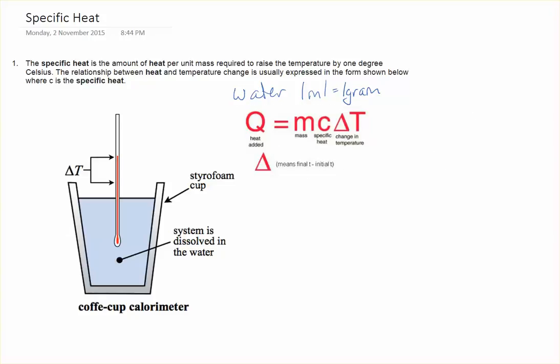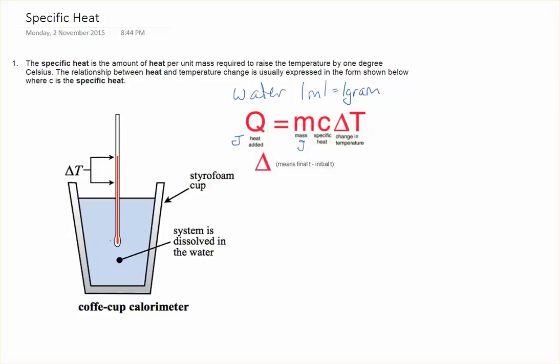And if you look on here, you've got heat. Q is the amount of heat produced or added, and that's measured in joules. It equals mc delta T. M is mass, that's in grams. Specific heat is in joules per gram degrees Celsius. We'll get to that in a little bit. And delta T is a change in temperature, so it's the difference between the starting and finishing temperature.